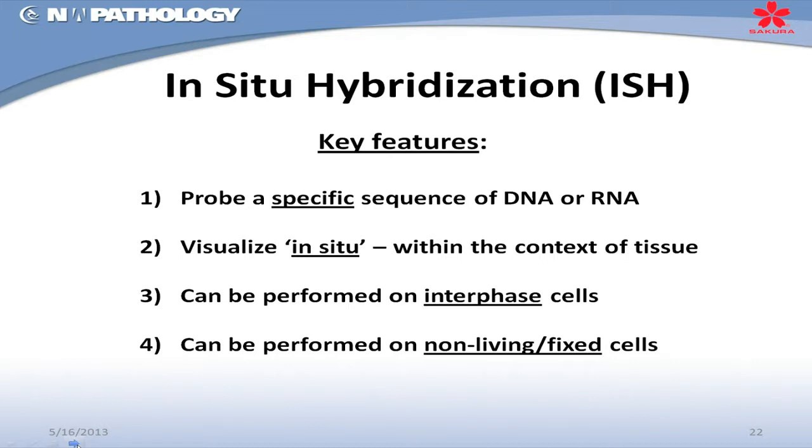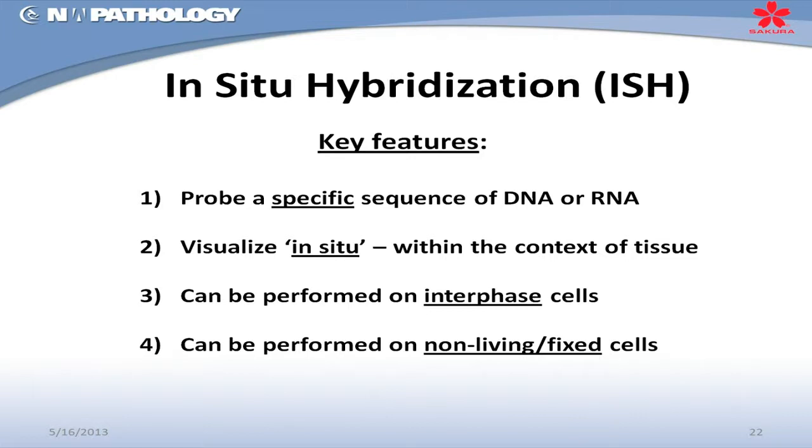In contrast, in situ hybridization, the next technique that we'll talk about, can detect much smaller abnormalities in chromosomes. So the key features of in situ hybridization are that we need a probe to detect a very specific sequence in DNA, or in some cases in RNA. So it's not looking at the entire genome or the entire complement of chromosomes. We're looking at one very specific area.